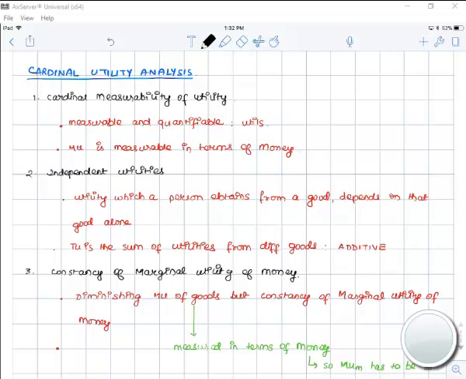So this is what is important for us. So what are they trying to say? Cardinalists are trying to say that the total utility which you derive from a collection of goods is nothing but the addition of the utilities which you derive from individual goods, right? For example, if there are n goods x1 through xn, the total utility which you derive from x1 through xn is nothing but the utility which you derive from x1 plus the utility which you derive from x2 and so on to the utility which you derive from xn.